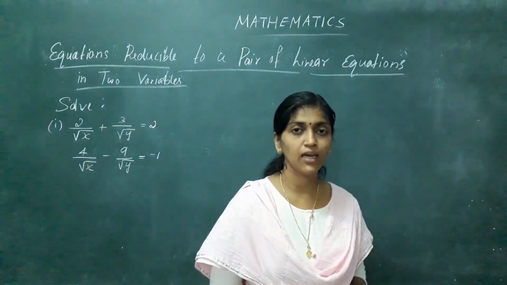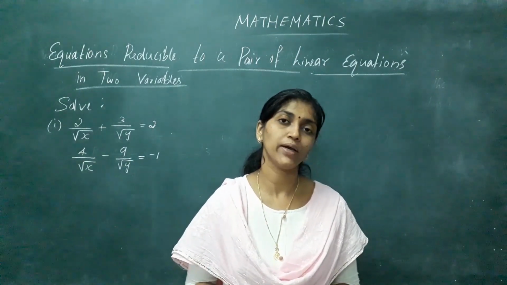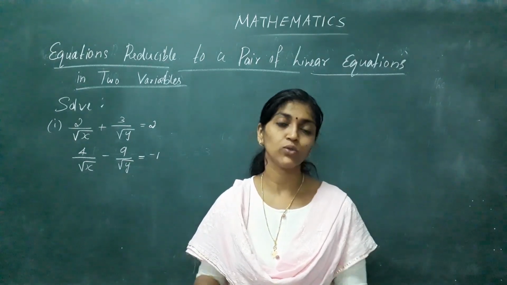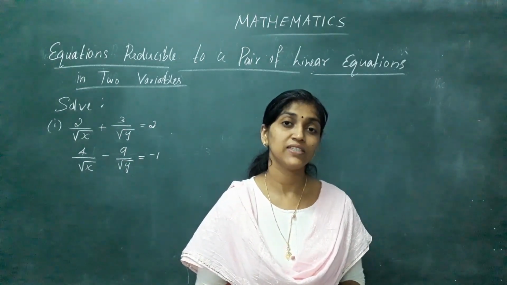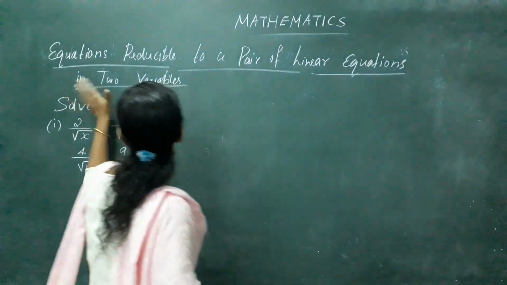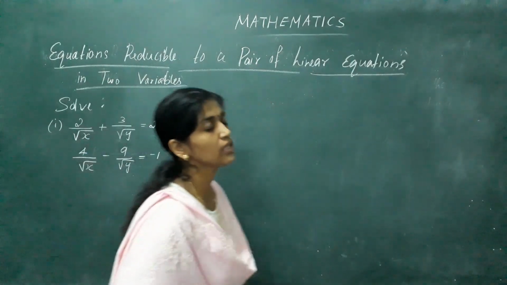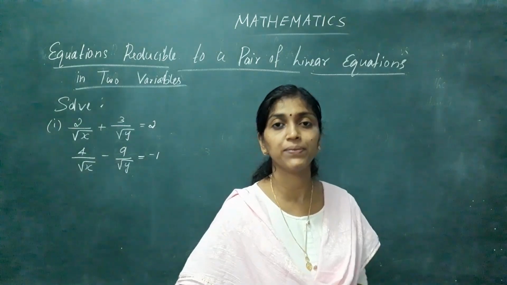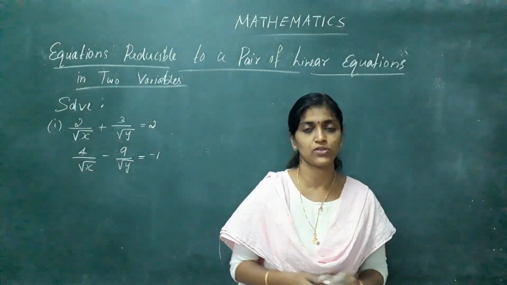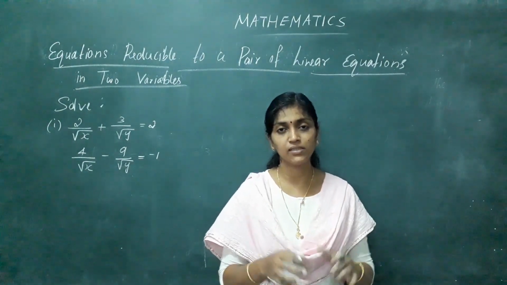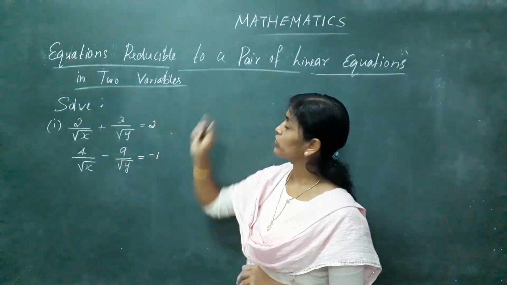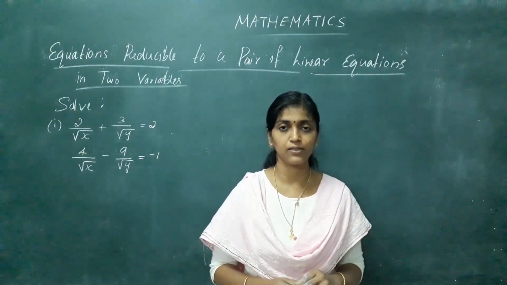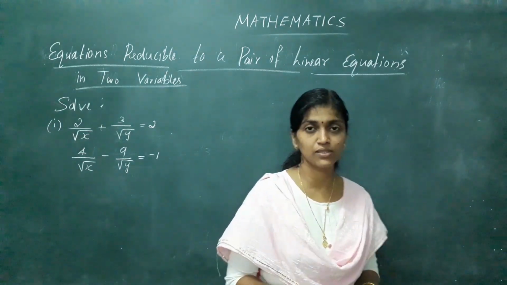We were studying pair of linear equations in two variables and we were at the last part of the chapter. We were discussing equations reducible to a pair of linear equations in two variables, and already we have done a question in our previous section. Today in this session we will do more problems, that is equations reducible to a pair of linear equations. We will see the first question.